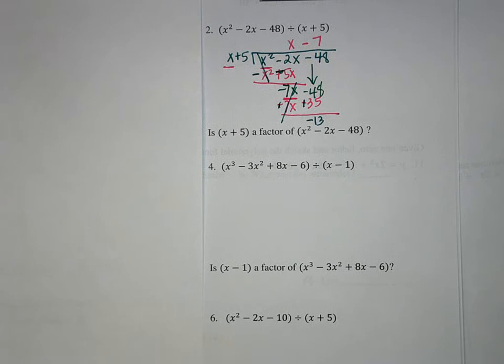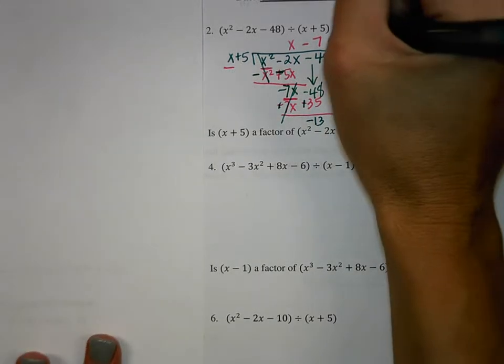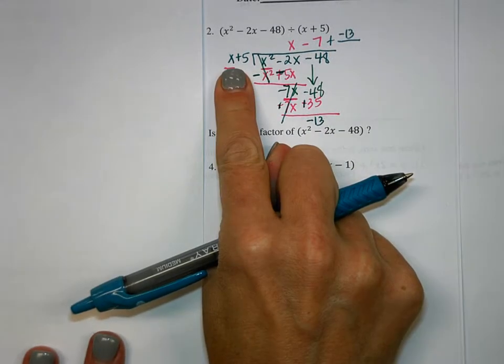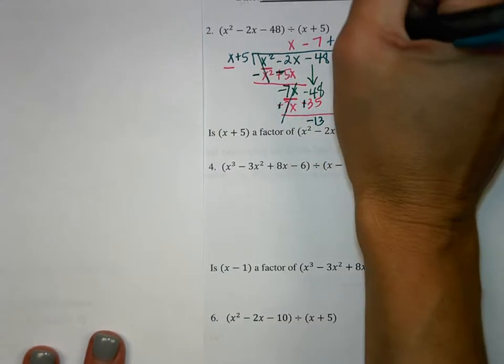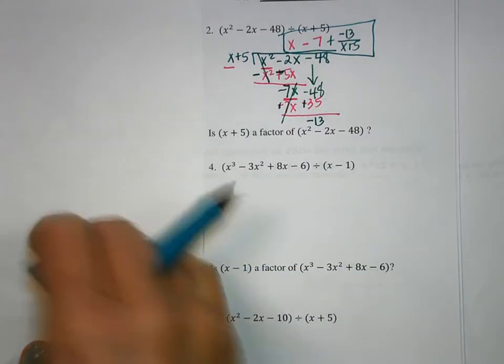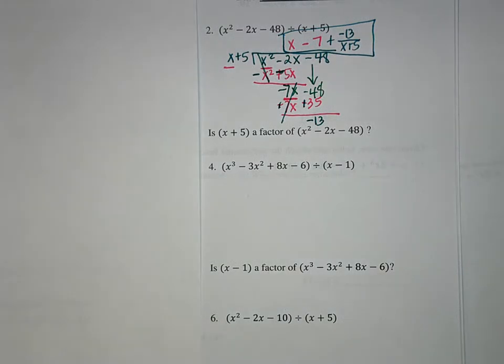Now, there's a remainder. When you write your remainder, you don't put R negative 13. That's like 3rd grade math, okay? You're in high school. So what we do is we go plus negative 13 over, and what are we dividing by? x plus 5. This ends up being my answer when it doesn't divide evenly. So would we say x plus 5 is a factor? No.